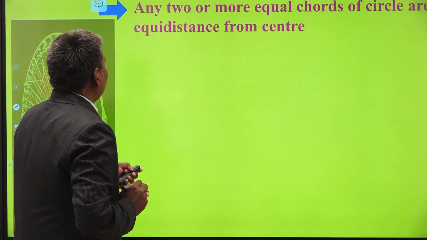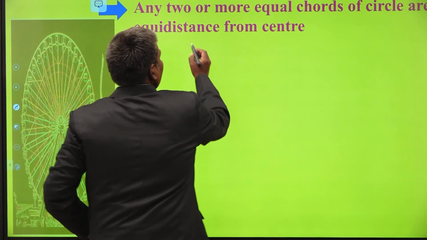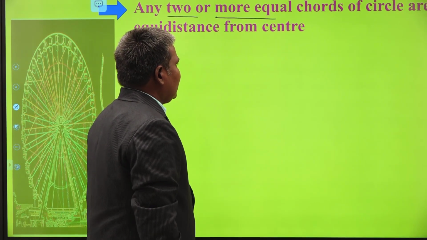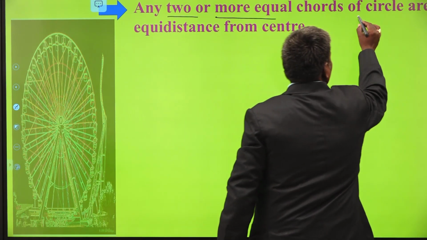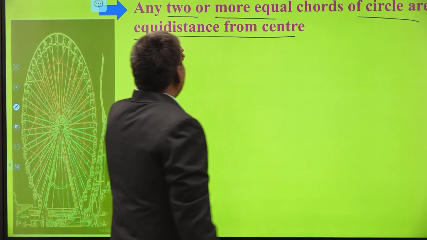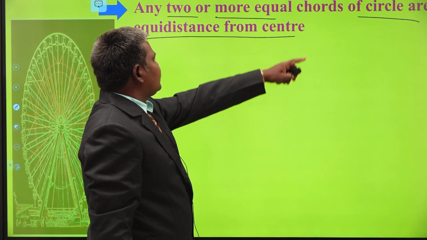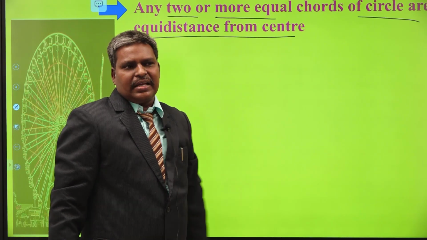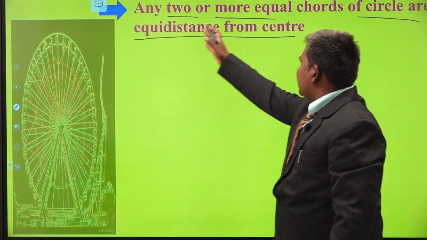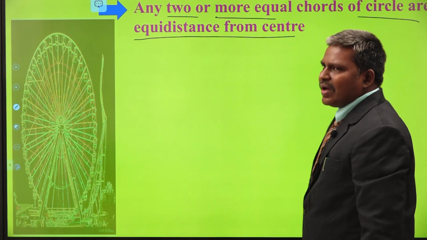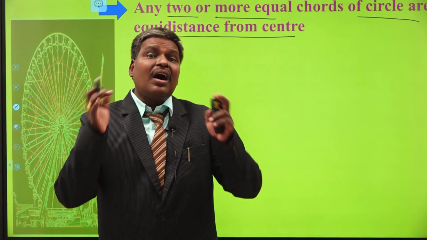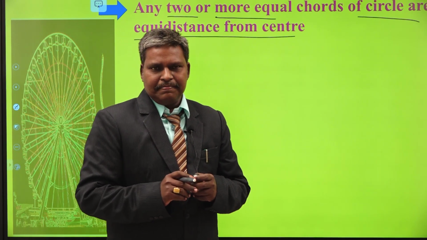Now, let us see another property. Any 2 or more equal chords of a circle are equidistant from the center. That is the statement. What are they saying? Any 2 or more equal chords. By equal chords, we mean the length of the chords are equal. They are always equidistant from the center.